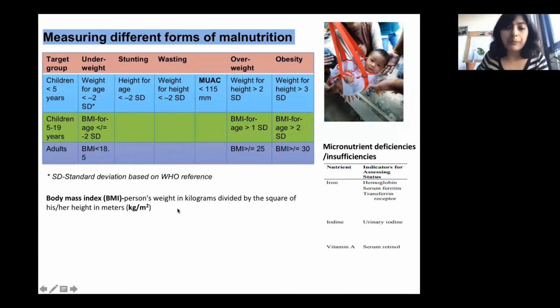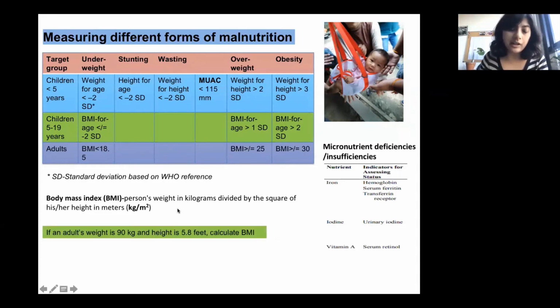Okay, so let's do one exercise. There is one case. If an adult's weight is 90 kg and height is 5 feet and 8 inches, what would be the BMI?